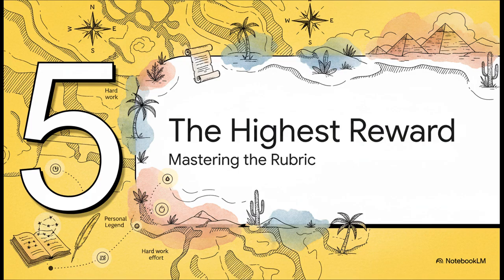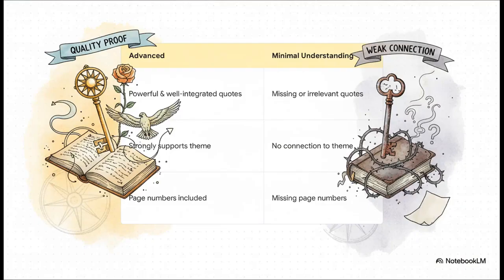To do that, we need to look at the treasure map itself. We need to master the rubric. So check out the difference here. When it comes to your quotes, getting an advanced grade means they're not just there, they're powerful, they're well chosen, and they strongly support your theme. On the flip side, minimal is what you get if they're missing, wrong, or just don't make sense.